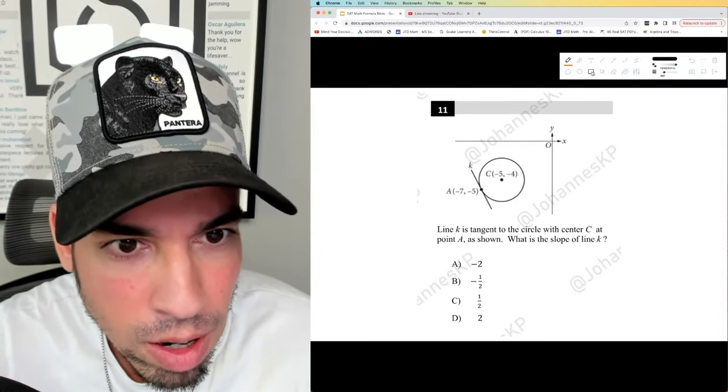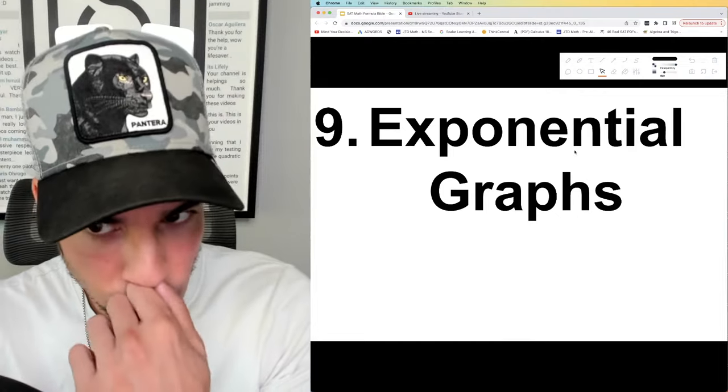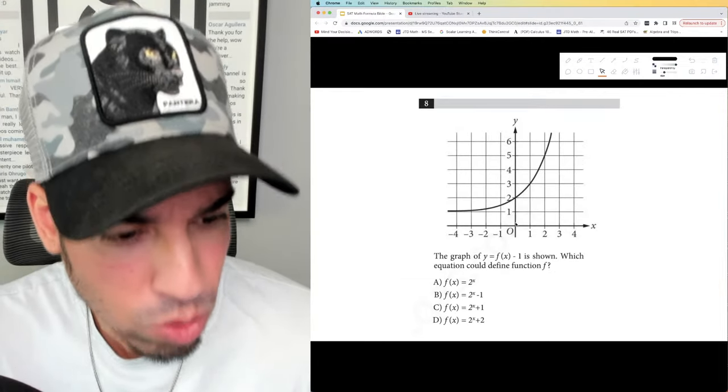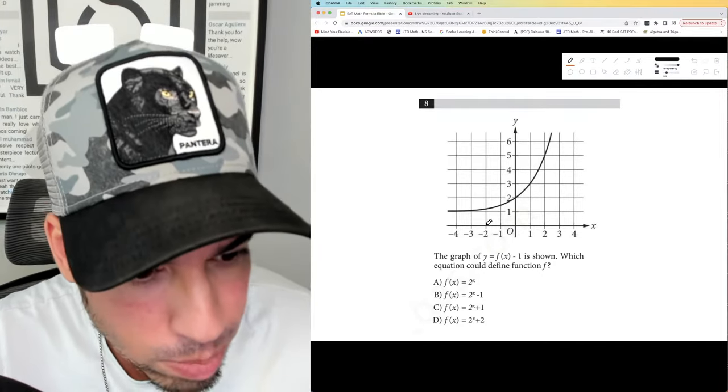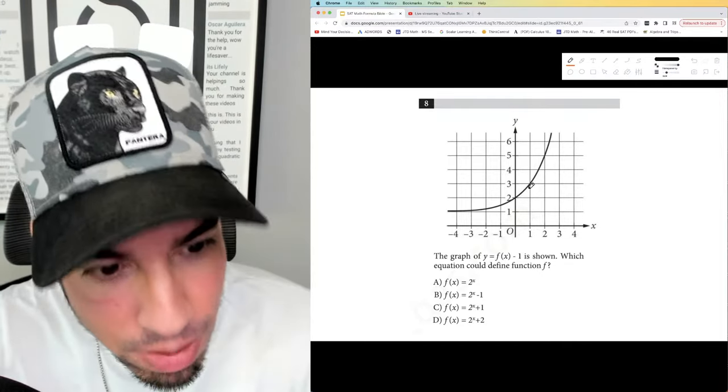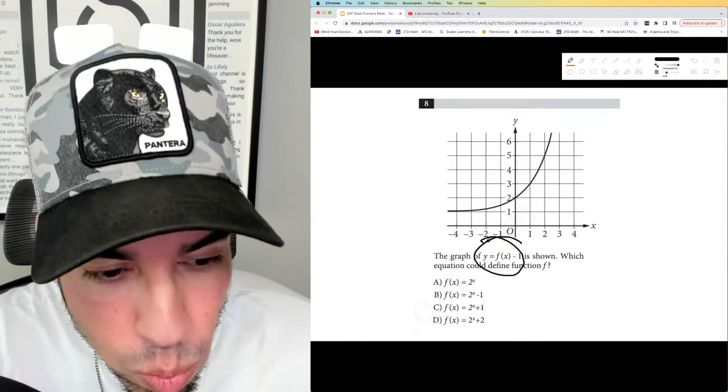Boom, done. All right. Exponential graphs. This has been popping up a lot lately as well. We got a nice exponential graph. And this is one that gets me sometimes. It says the graph of not f of x, the graph of f of x minus 1 is shown.